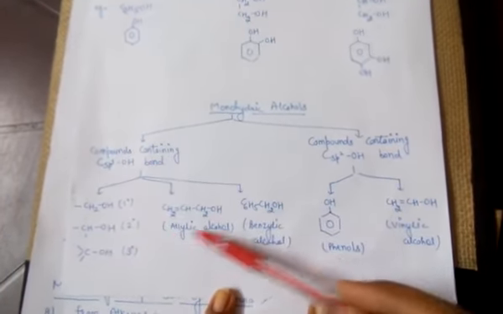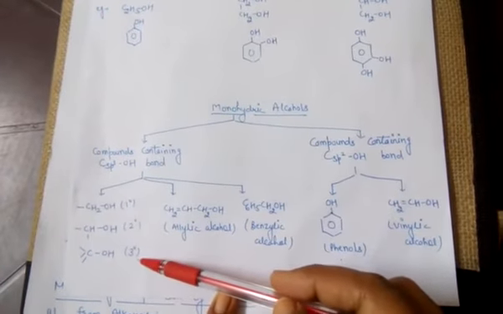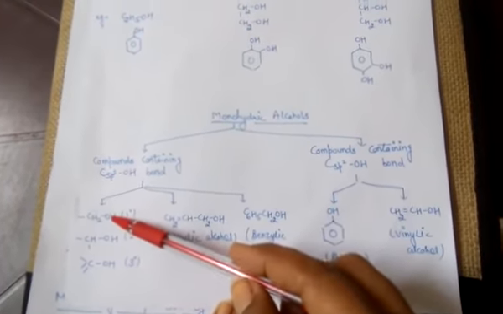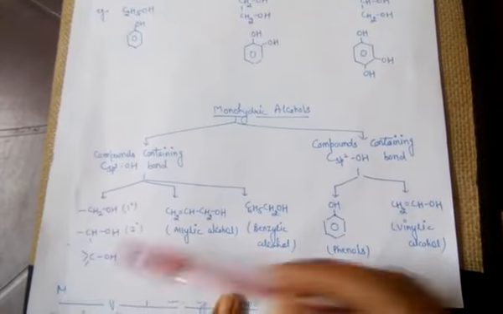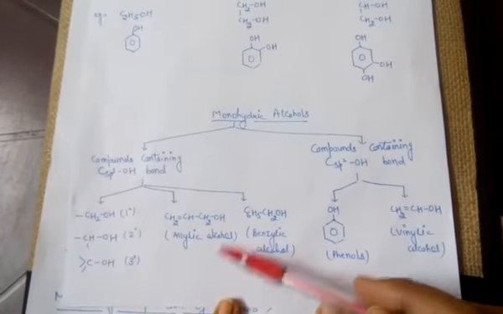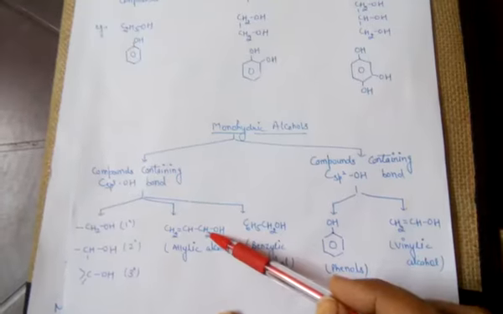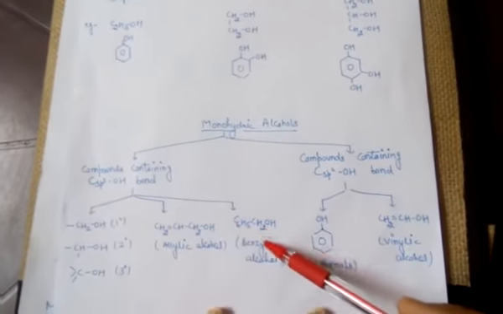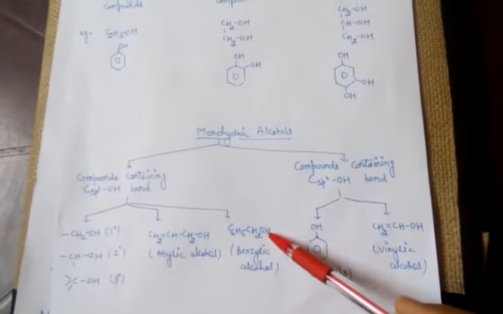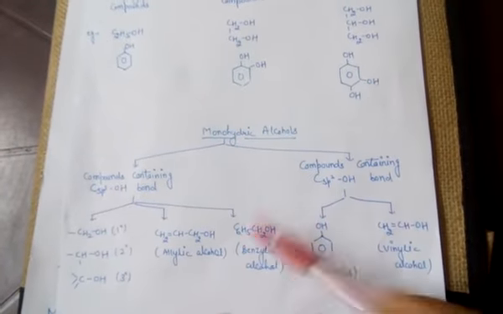Here basically 3 examples were included. The first example, 1 degree, 2 degree and 3 degree alcohols, where OH group is attached to 1 degree carbon, 2 degree carbon and 3 degree carbon respectively. Second example is allylic alcohol, where OH group is attached to the sp3 hybridized carbon atom, which is next to the carbon-carbon double bond. Third example is the benzylic alcohol, where the OH group is attached to the sp3 hybridized carbon atom, which is next to the benzene ring.